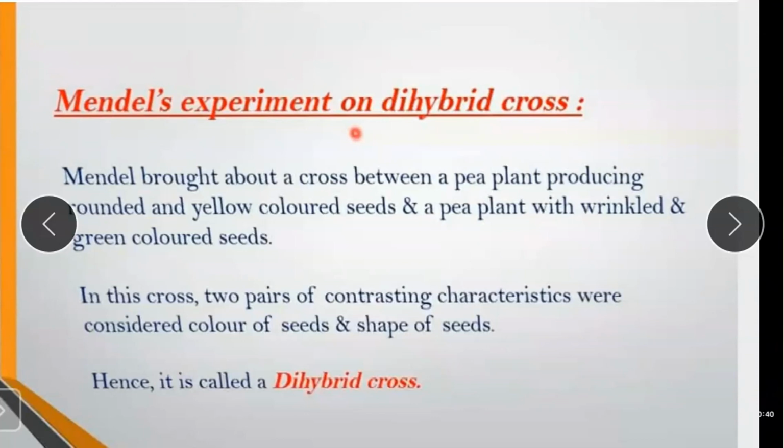So in this cross, two pairs of contrasting characters were considered, that is the color of the seeds and the shape of the seeds, hence it is called a dihybrid cross. Why is it called a dihybrid cross? Because when two pairs of contrasting characteristics are under consideration, then it is called a dihybrid cross. So, a round and yellow seed bearing plant was crossed with a green and wrinkled seed bearing plant to have a dihybrid cross. Round and yellow are the dominant characters, green and wrinkled are the recessive characters. Up till here you understood? Yeah. Now moving further.